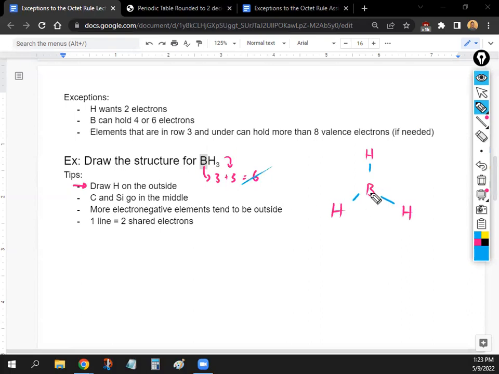So there we go. We used up all of them. Now B, you might think, is not happy because it only has 6, right? But remember the rule that we just learned. B can be happy with 6 electrons. So it's going to want to only have this. So there you go. That's BH3. Any questions on that one? That one should be pretty simple.